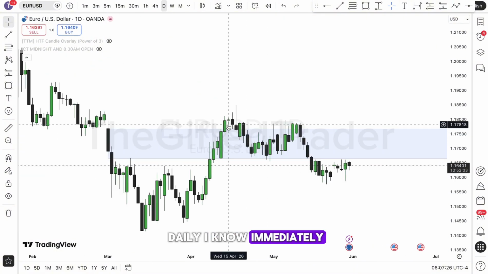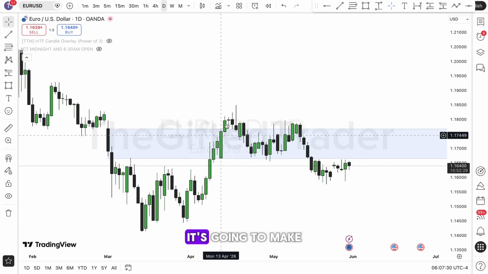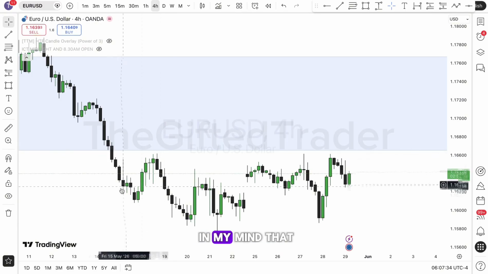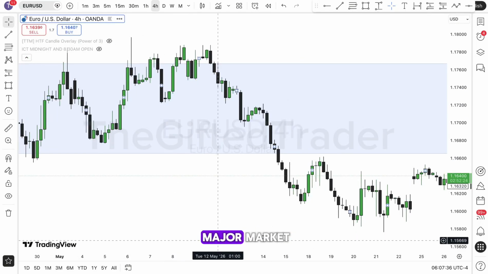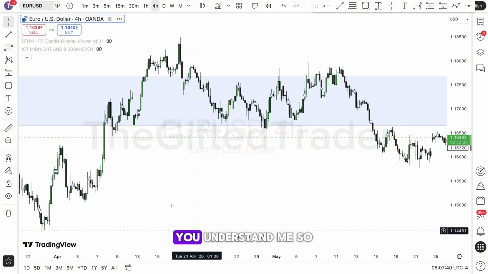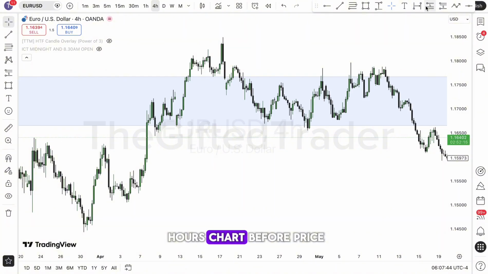I know immediately price gets here, okay, price getting here is going to make a major market structure shift. I was keeping it in my mind that price might make a major market structure shift. Do you understand me? So this is the 4 hours chart.